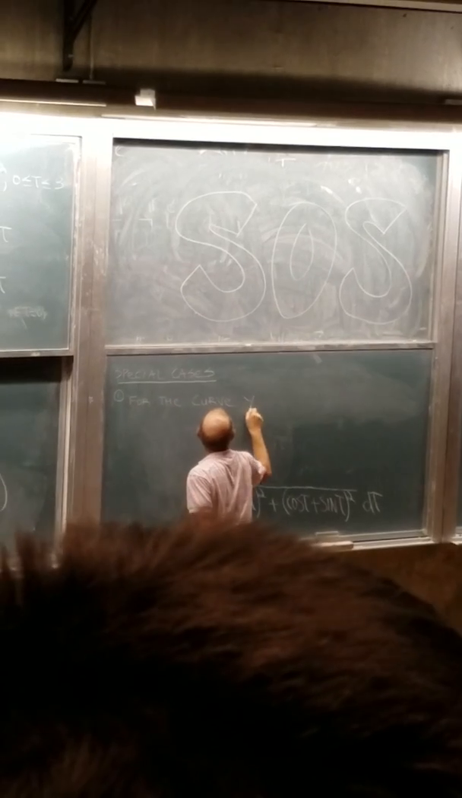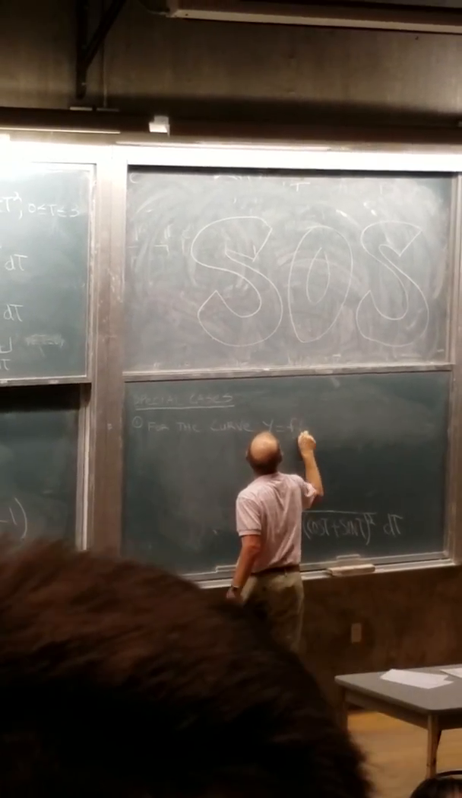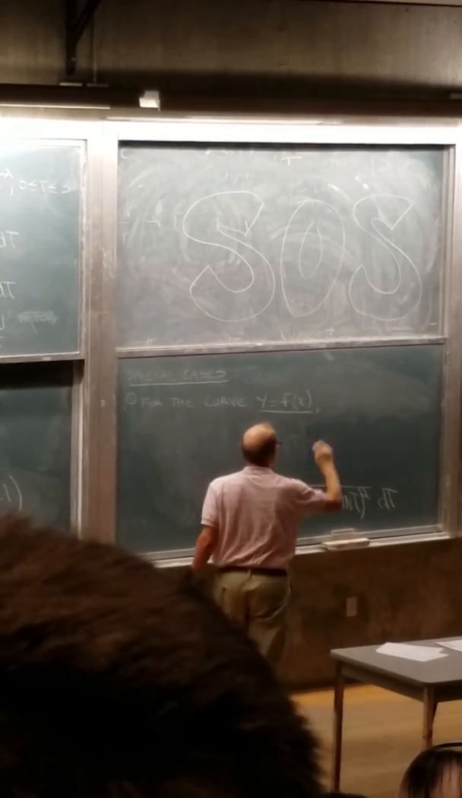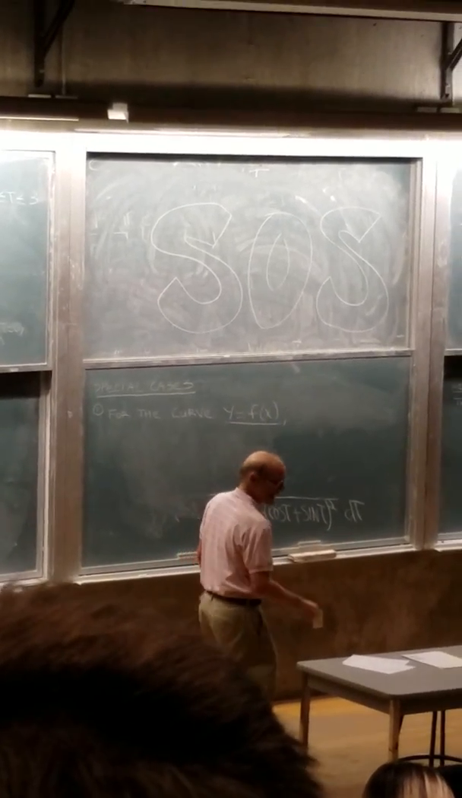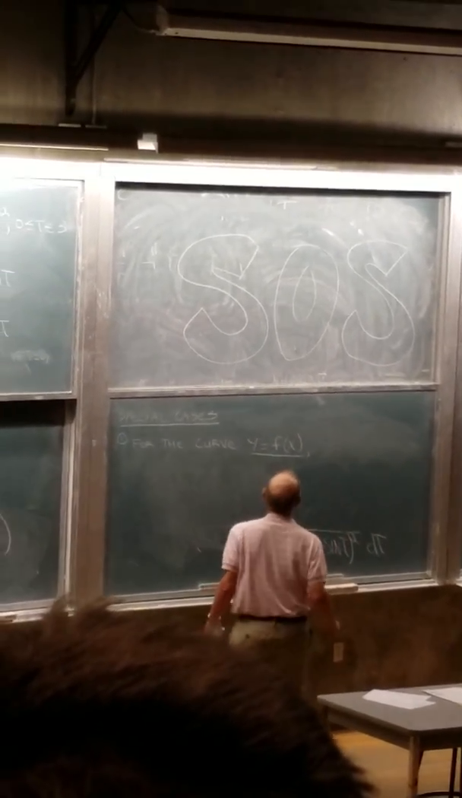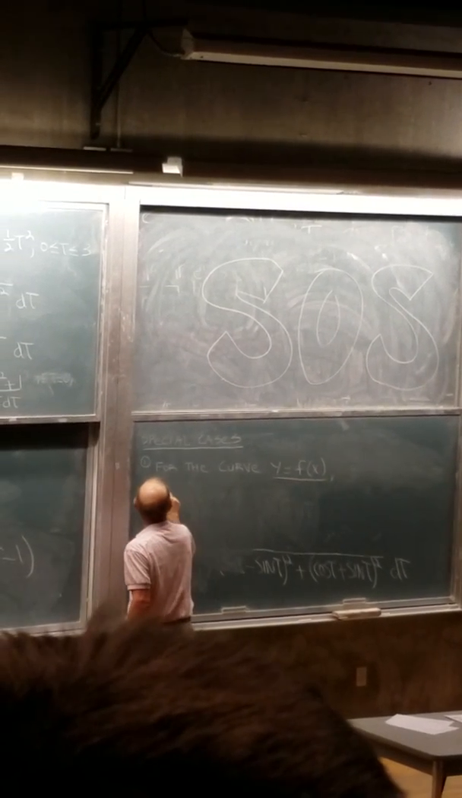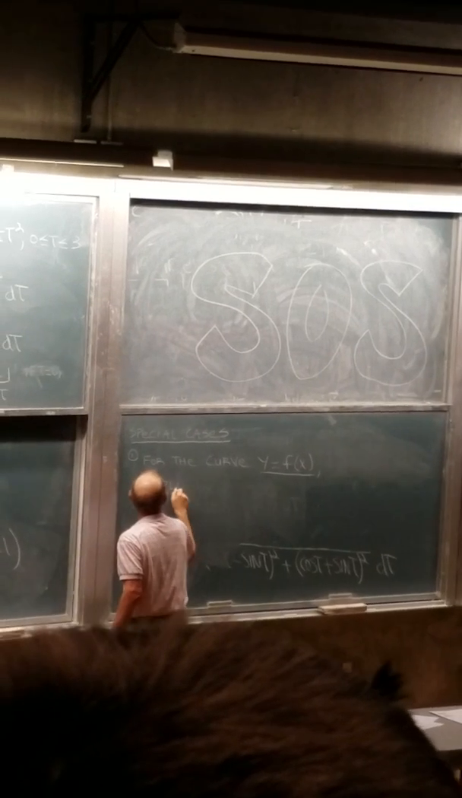one way we can handle this is just write it in parametric form. We can write x equals t and y equals f of t, and then just use the general formula. But if we let x be the parameter, in other words, replacing t by x, gives the following formula.